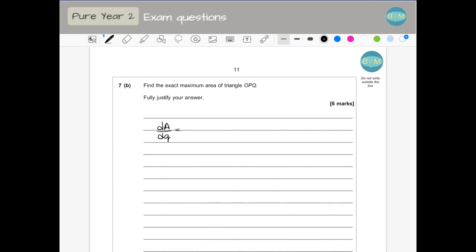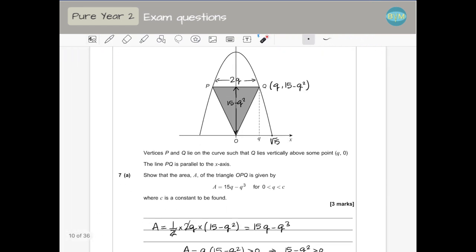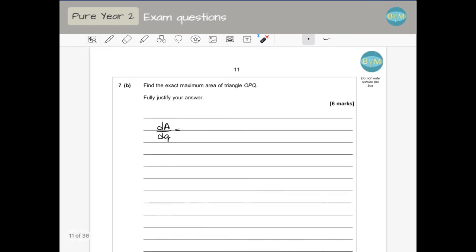It's a polynomial, quite easy to differentiate. So we have 15 minus 3Q squared. 15 minus 3Q squared is going to be 0 to find the stationary points, which means 3Q squared is 15, which means Q squared is 5. Therefore, Q is going to be root 5, and we know Q is positive. That's why we are ignoring the negative value.